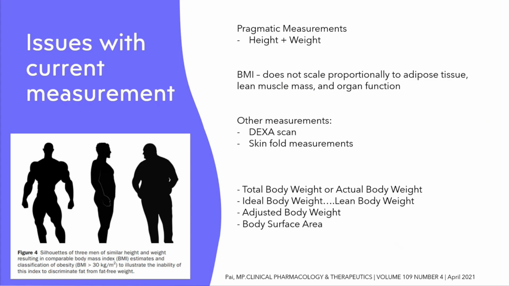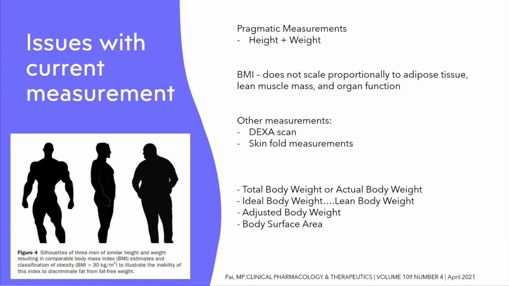So obviously right now we rely on height and weight to both classify obesity and come up with our dosing adjustments. And these are really referred to as being pragmatic measurements. But as we know, these pragmatic measurements do not really paint the full picture. Adipose tissue, muscle mass, and organ function don't scale proportionally with body size.